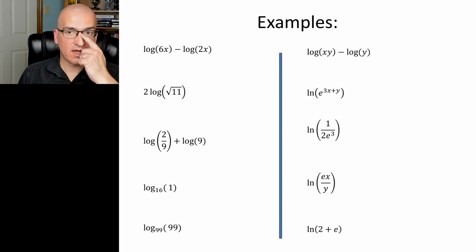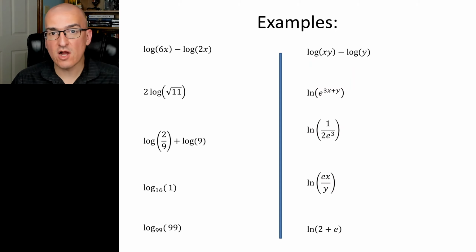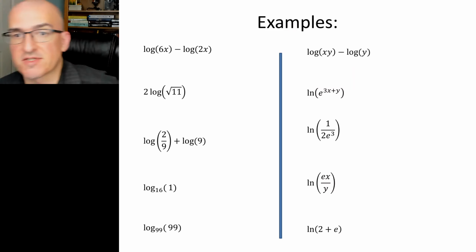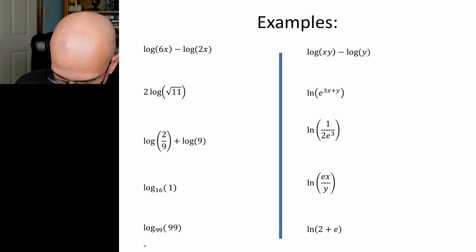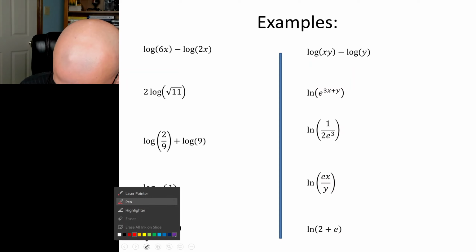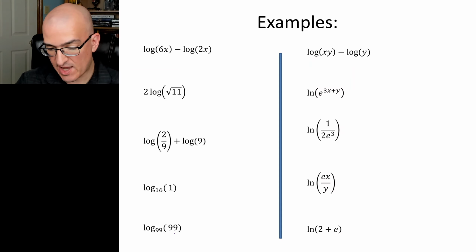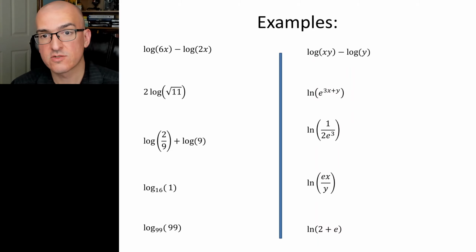Welcome back. In this set of examples, we're going to use log properties to simplify each of the expressions. So the first thing that we're asked to simplify is log of 6x minus log of 2x. If there's no base showing, it means log base 10, but as we'll see, the base itself doesn't matter.